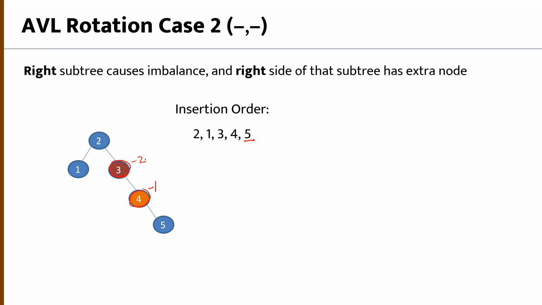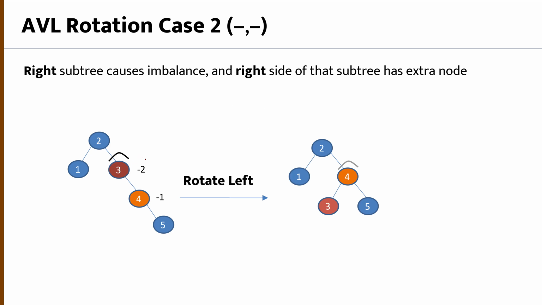And since this is an imbalance on the right side, we'll actually rotate left. And so what will happen here is that your 4 will become the parent and the 3 and 5 will become the children.